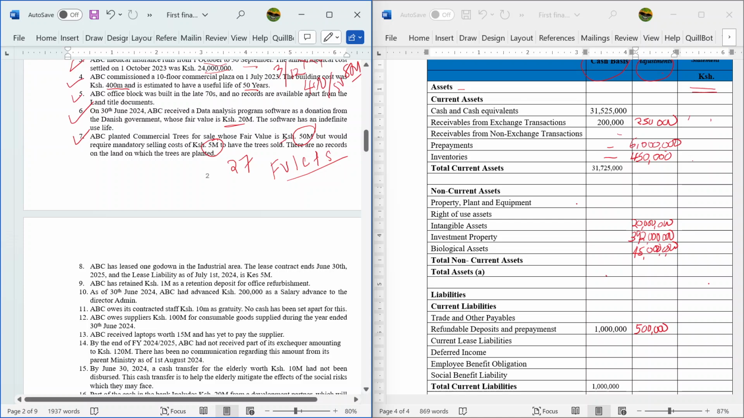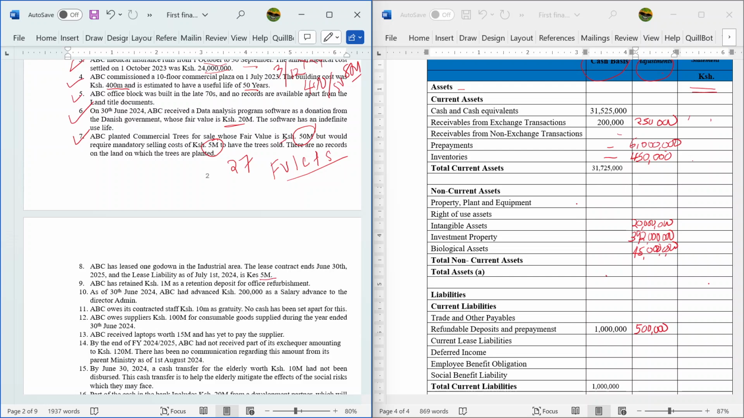Let us go to number 8. ABC has leased one godown in Industrial Area. The lease contract ends June 30, 2024, and the lease liability as of July 1st is 5 million. In this case, this is just an example.